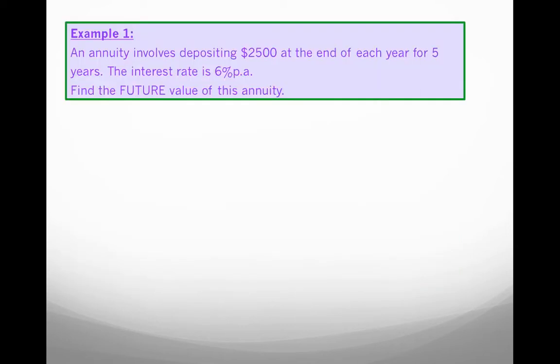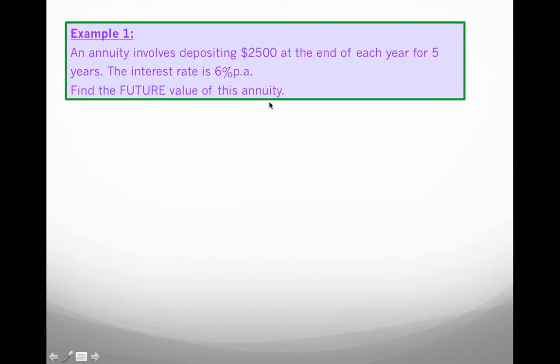Let's look at an example. An annuity involves depositing $2,500 at the end of each year for 5 years. Interest rate 6% per annum. We note that all time units are in years, so we won't have to convert any of that.